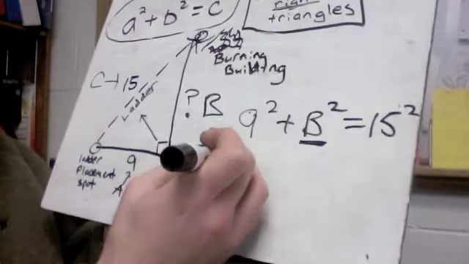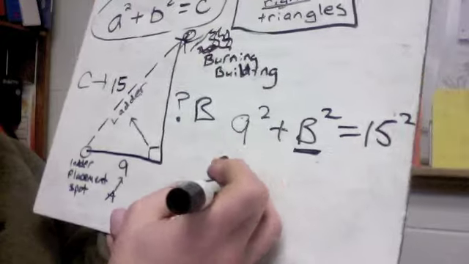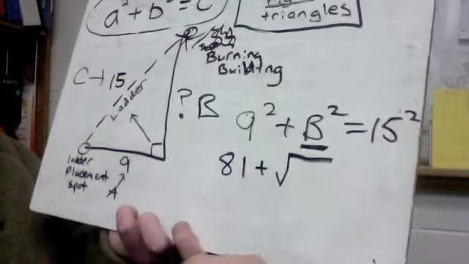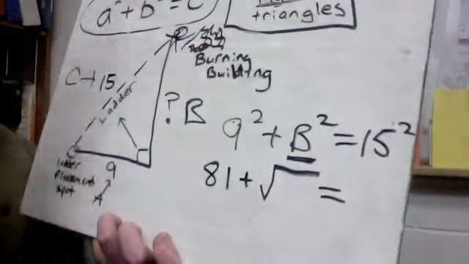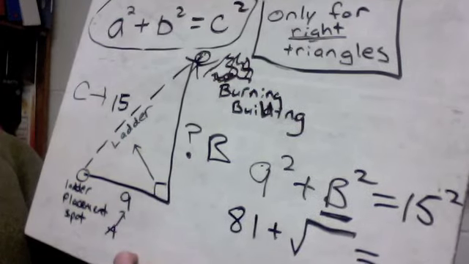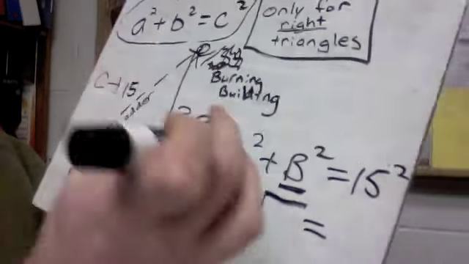Now, 9 to the second power would be 9 times 9, which would be 81, plus, we know that we're eventually going to have to do a square root there, equals 15 to the second power. 15 to the second power is just 15 times 15. 15 times 15 is 225.